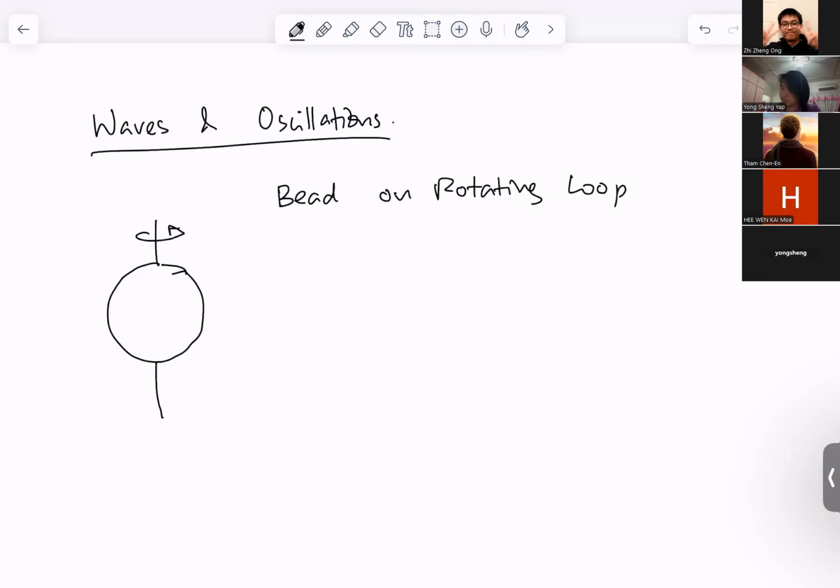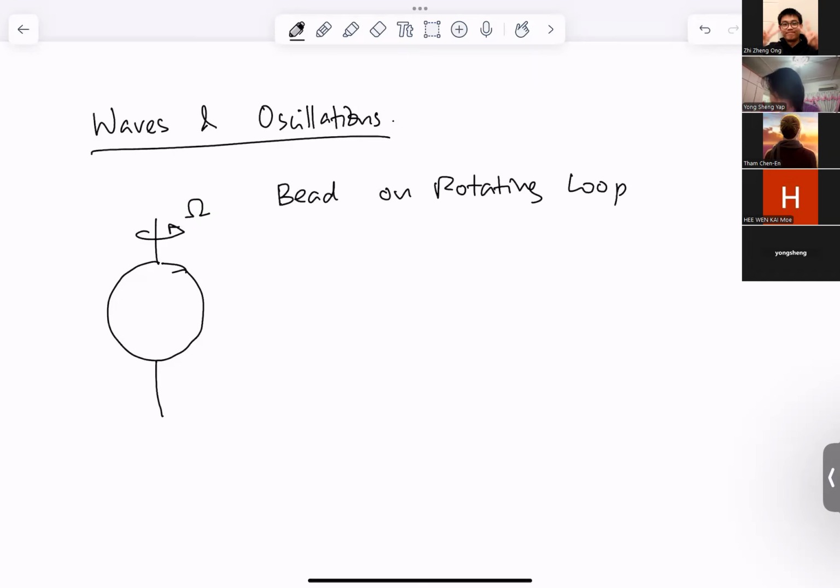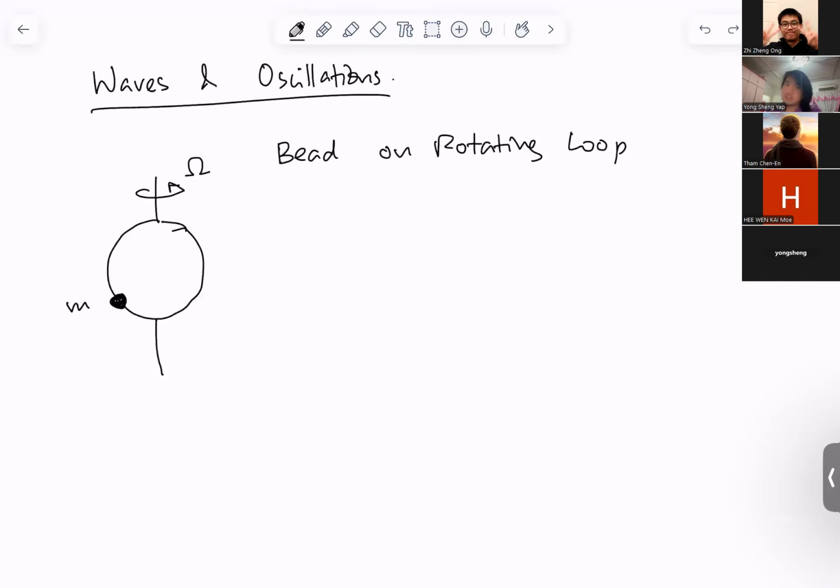So basically, the premise is very simple. There's a loop, and this loop is rotating at some angular velocity omega. All right, and on this loop, there is a bead of mass m, and the bead is confined to be on this loop, and it moves around, and maybe it will have an equilibrium position. We don't know yet, but let's analyze the system and see what we get.